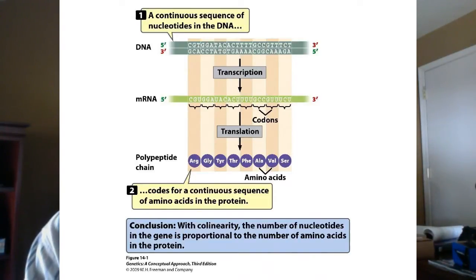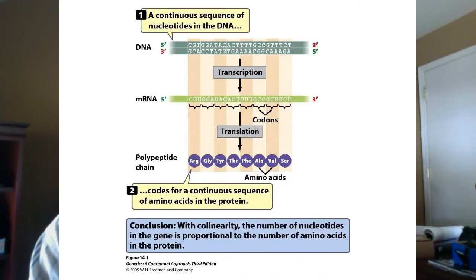Notice that the triplets stay the same between the DNA and the messenger RNA, and each triplet is read in order, in sequence, to be translated by the protein synthesis apparatus, the ribosomes, into a peptide. Notice the peptide goes arginine, glycine, tyrosine, threonine, phenylalanine, alanine, valine, and serine. Again, get used to seeing the three-letter codes for the full name of the amino acids.